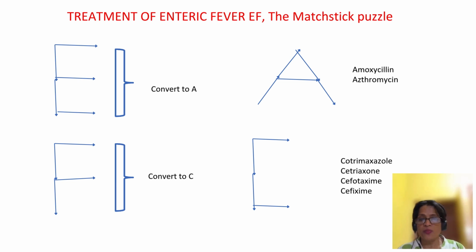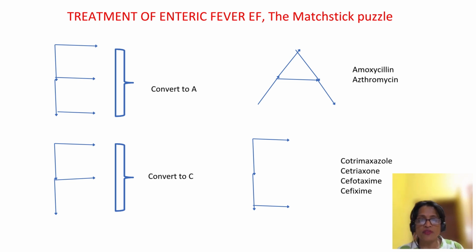I have another simple puzzle for you. EF represents enteric fever. So to make this E, we have used 5 sticks, and to make this F, we have used 4 sticks. Now convert this E into A using the same 5 sticks. So this A represents amoxicillin and azithromycin, which are useful in the treatment of enteric fever.